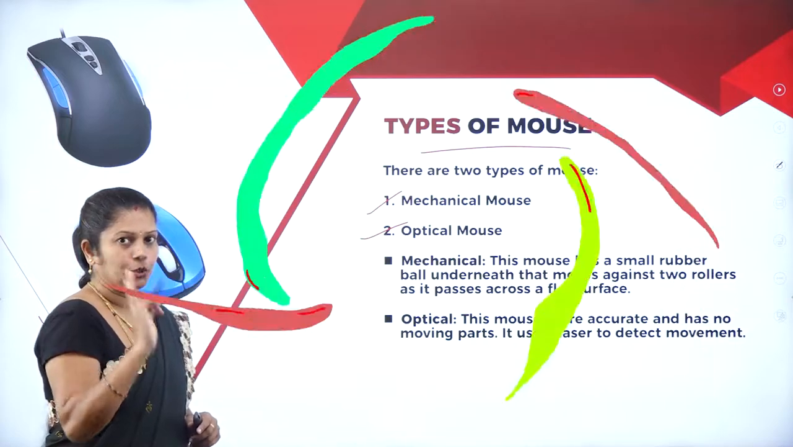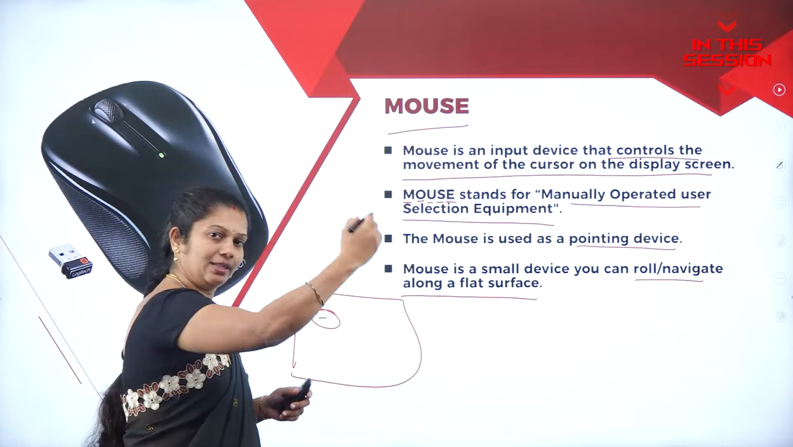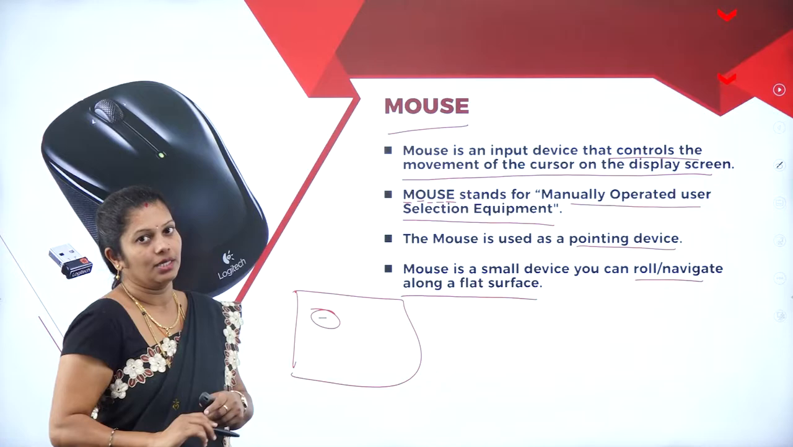There are two types of masks, mechanical mask and optical mask. Virtual means it looks like virginal only, but it is not a virginal people. Wherever I want, there I can drag the cursor, and wherever I want, there I can even move the cursor, and whichever data I want, there I can select the data by using this mouse option.